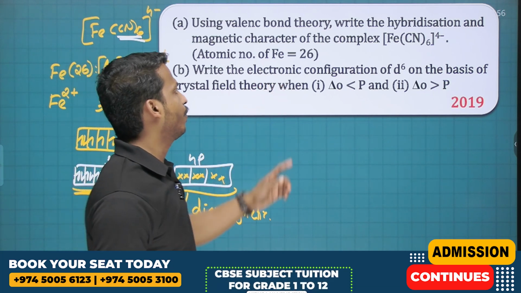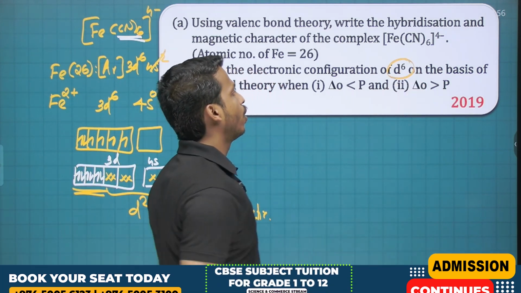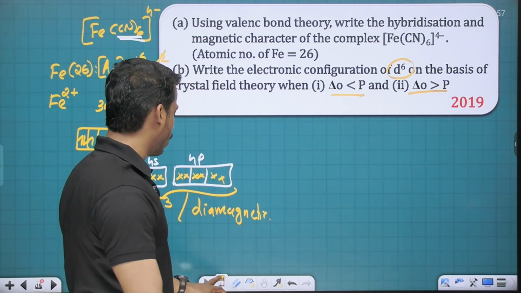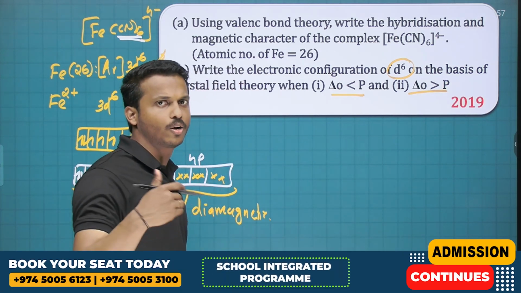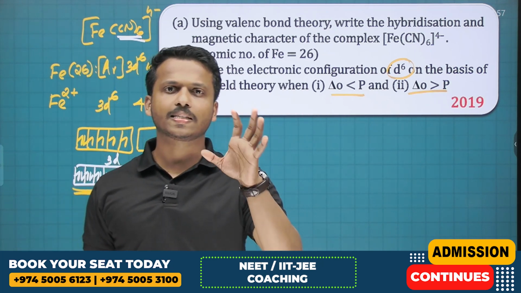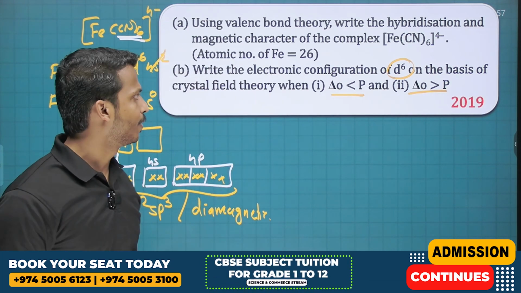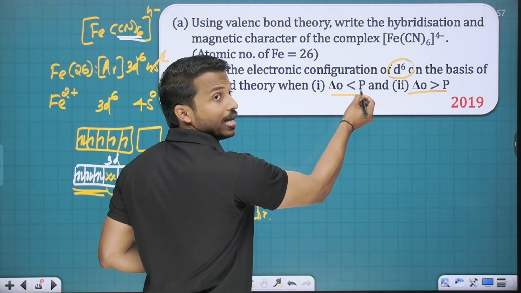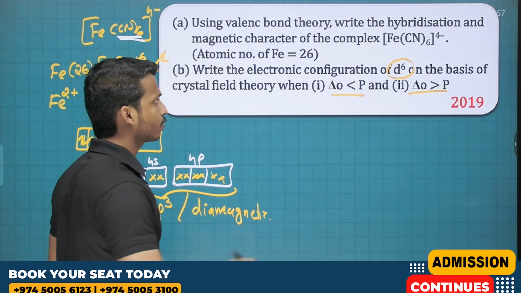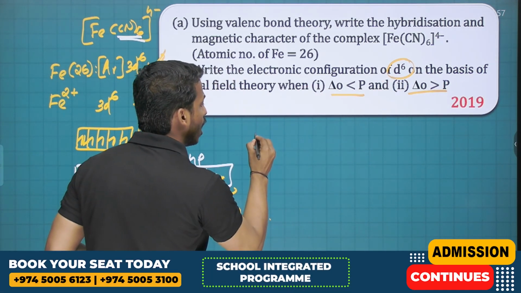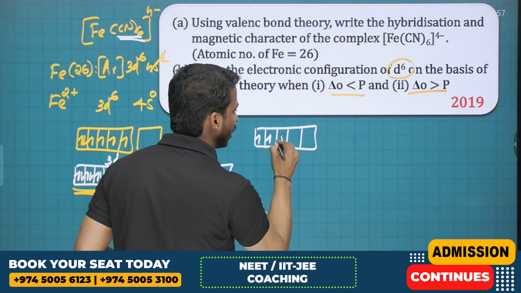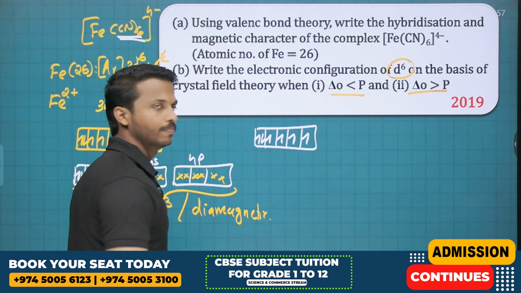Write the electronic configuration of d6 on the basis of crystal field theory. d4 system, I think already we did. Hope you remember. Can I do it directly? What do you mean by d6? d6 means 6 electrons present in d orbital. What do you mean by delta O less than pairing energy? Delta O lesser means there is a weak ligand. Weak ligand means how can 6 electrons occupy? No pairing, right? So 1, 2, 3, 4, 5, 6.